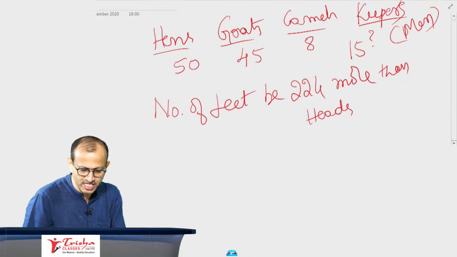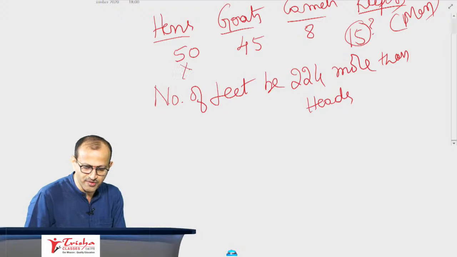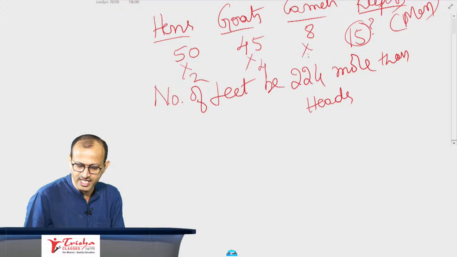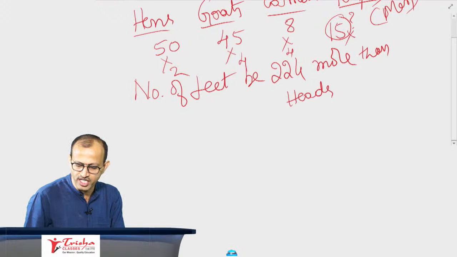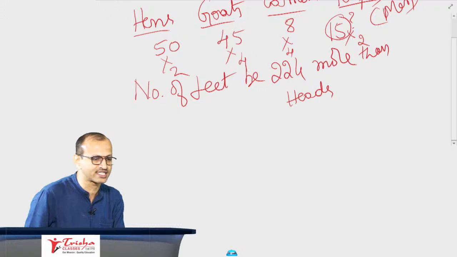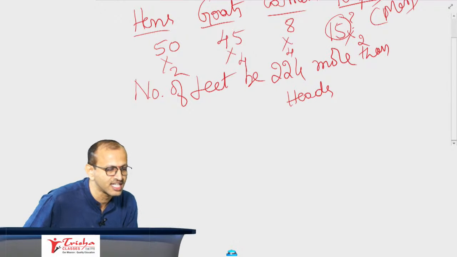How do you do it? You just try with this. How many legs? 45 into 4, 8 into 4, 15 into 2. Count it. That is 224 more than their heads. And that is the right answer.